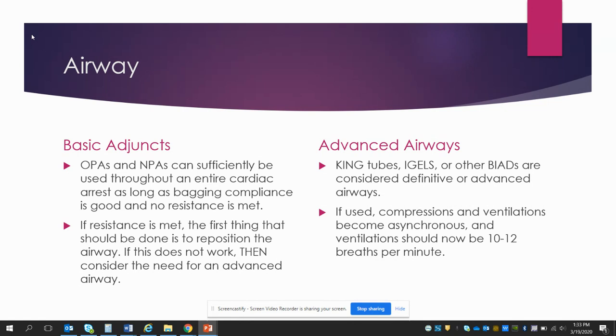And so now you can see that we're kind of on a cycle here. Every 2 minutes, we're going to have the AED analyzing. Every 2 minutes, we're going to be switching compressors. And every 2 minutes, we can come in and ask about the airway. And that's just a good rule of thumb.